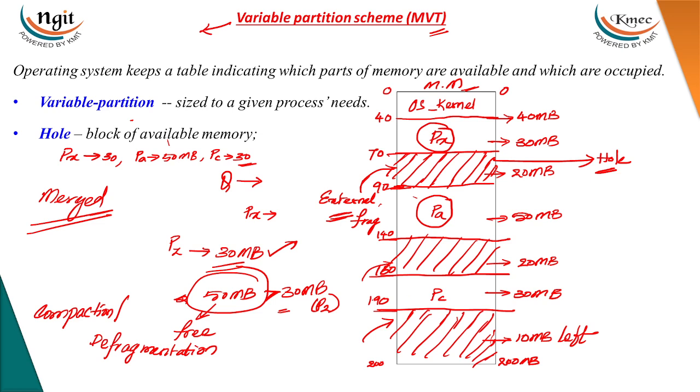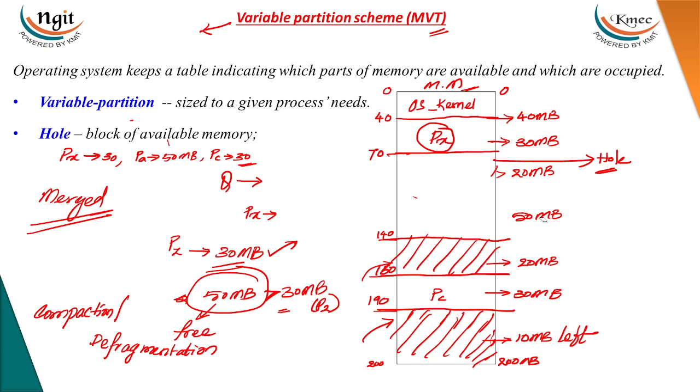memory of 10 MB. Now see what will happen if we move all the processes up and all the free holes down. What is the size of PX? 30 MB, PY, PA 50 MB, PC 30 MB. The base address of PA was previously 90. Now this base address of PA will be changed to 70, and PA will occupy 70 to 120.